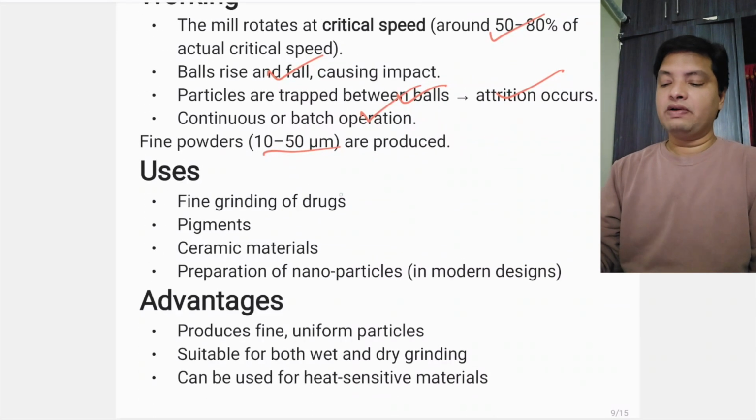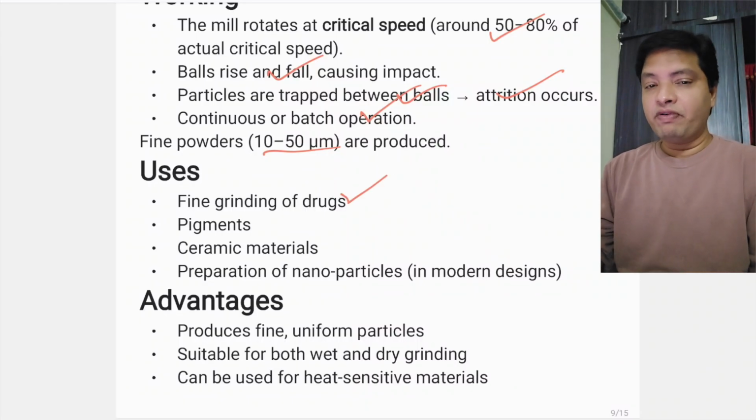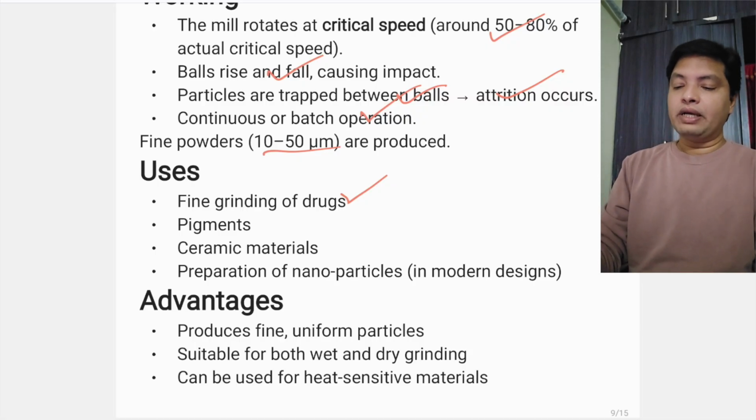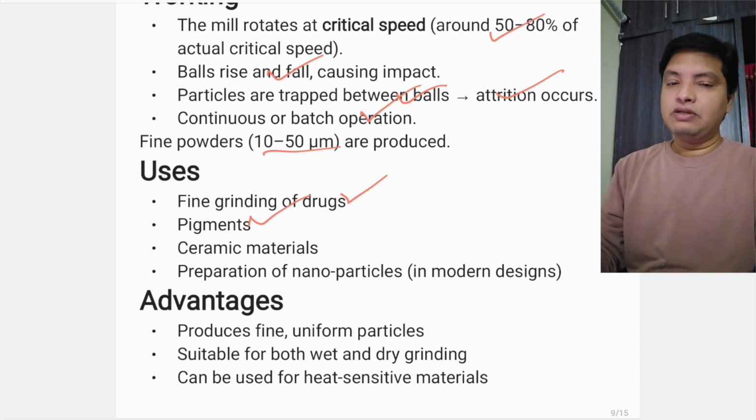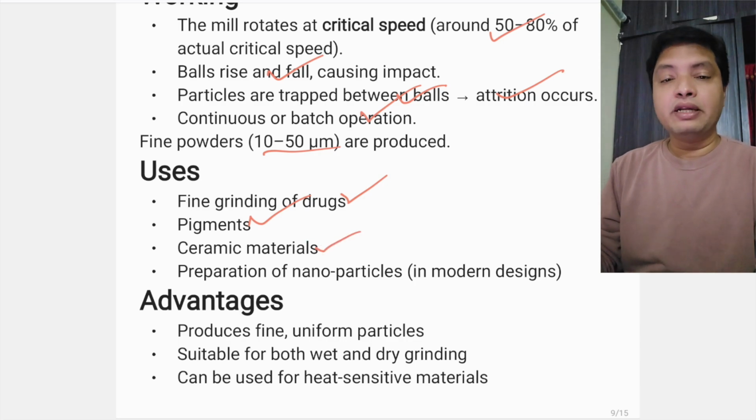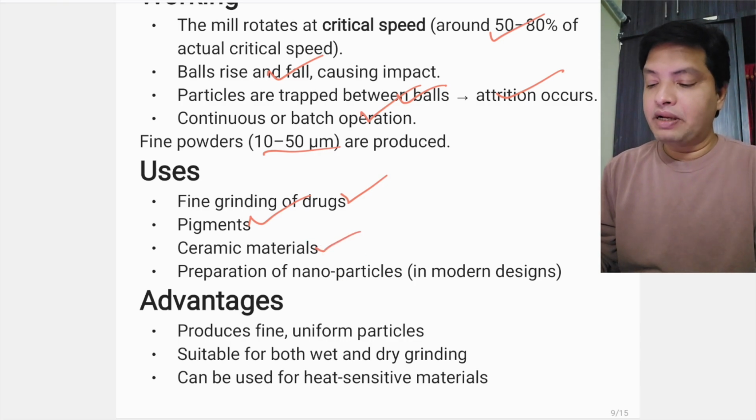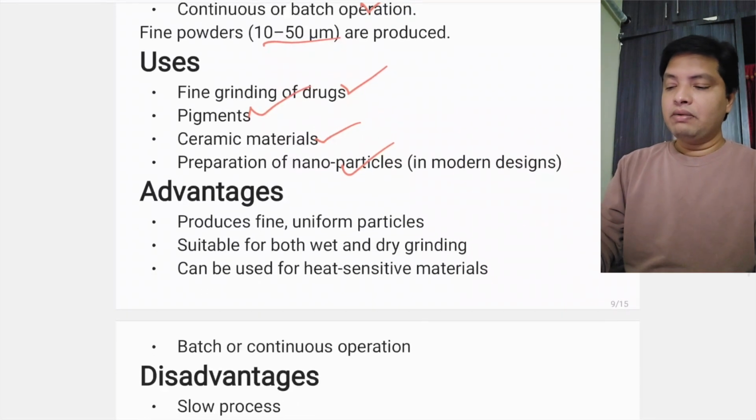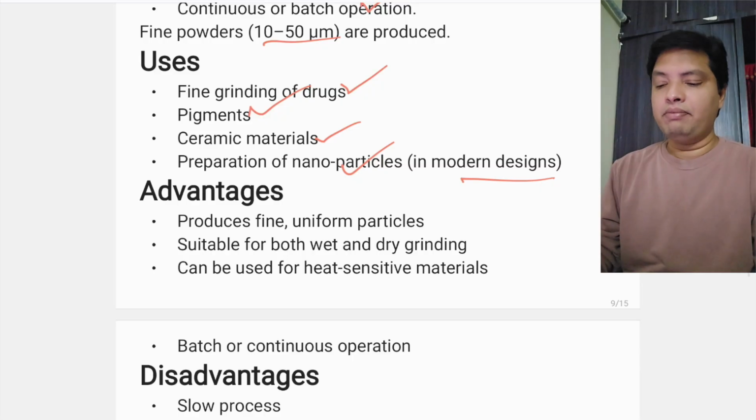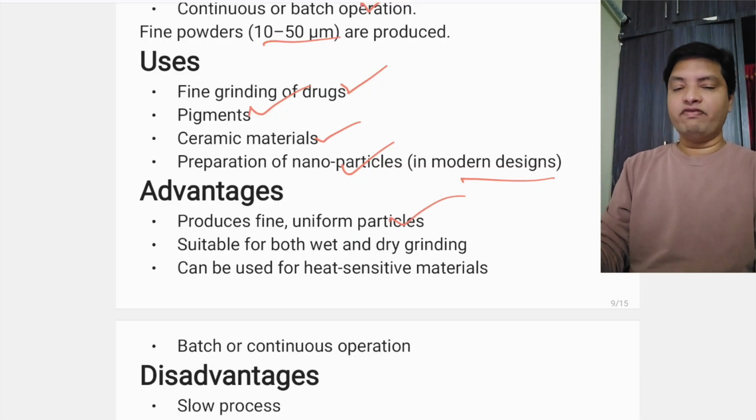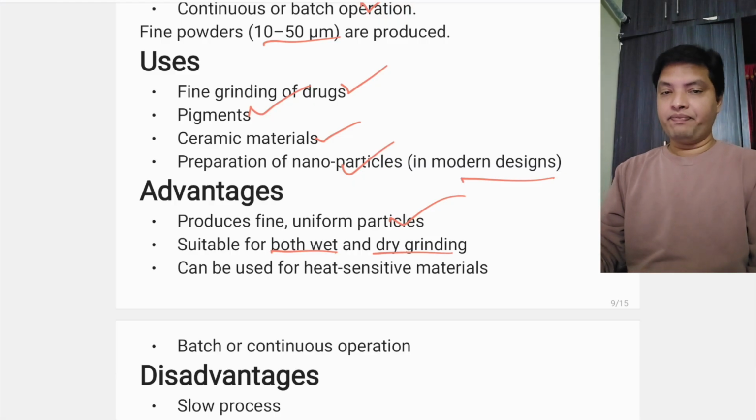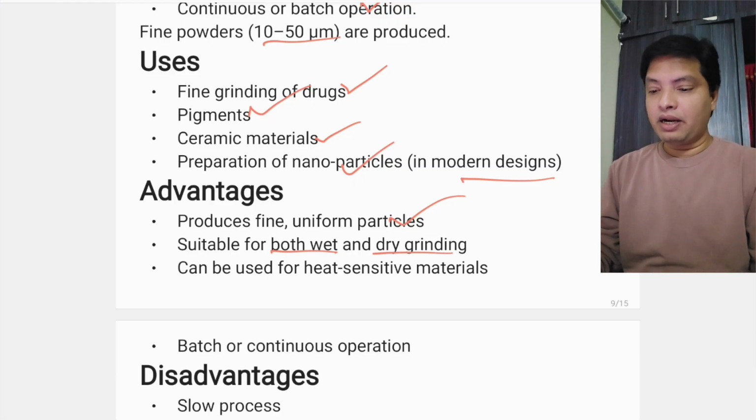What are the uses? Fine grinding of drugs. If you want to finely grind drugs, if the drug is heat stable, then you can go for this one. Next, pigments. It is used for pigments. Ceramic materials can also be used, and for preparation of nanoparticles. You can prepare nanoparticles by using modern design ball mills. The advantage is that it produces fine and uniform particles, suitable for both wet and dry grinding. So wet grinding is possible and dry grinding is also possible.